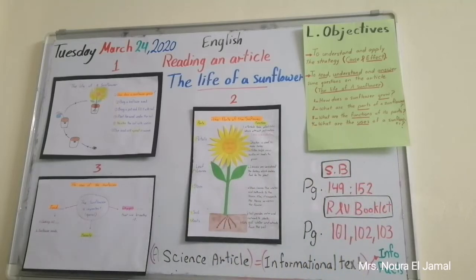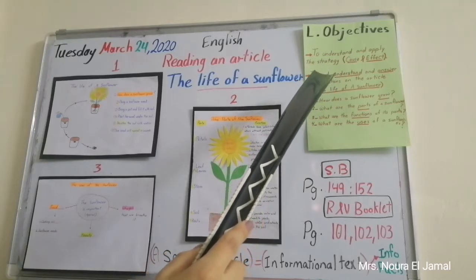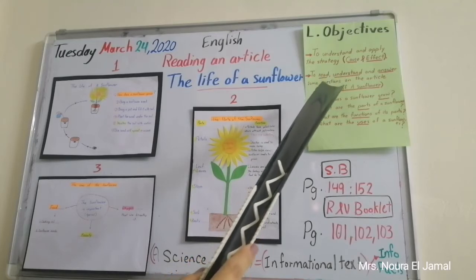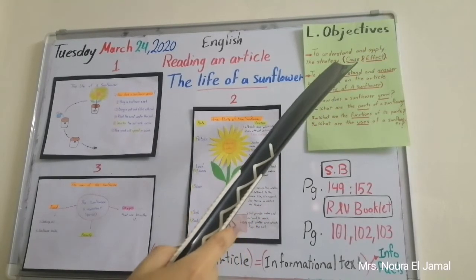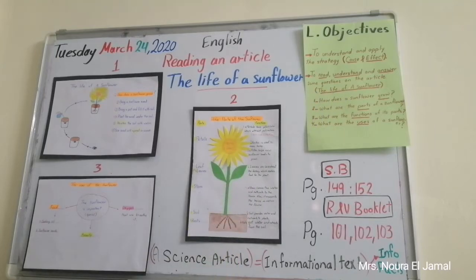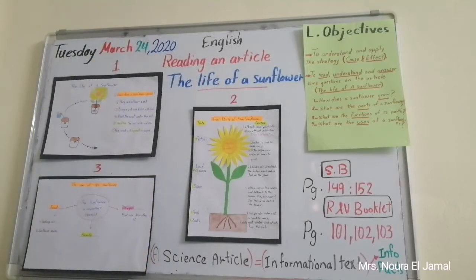So now we will read and understand the article, and after we read and understand the article, we will apply the strategy cause and effect, and also we will answer some questions on this article. Again, what's our topic today? The life of a sunflower. So our lesson today is about the sunflower. Our science article is about the sunflower.